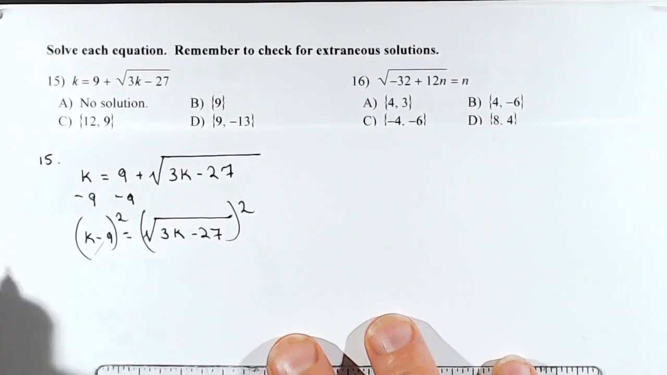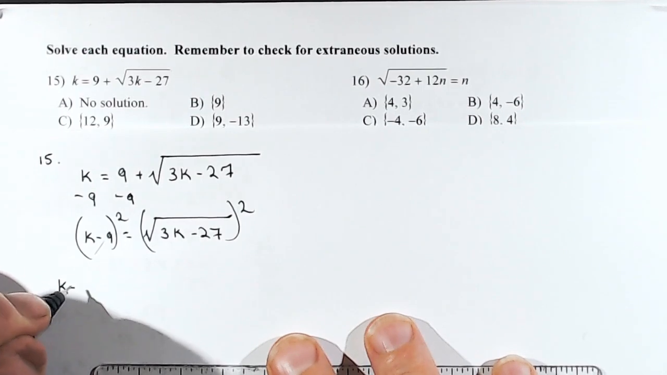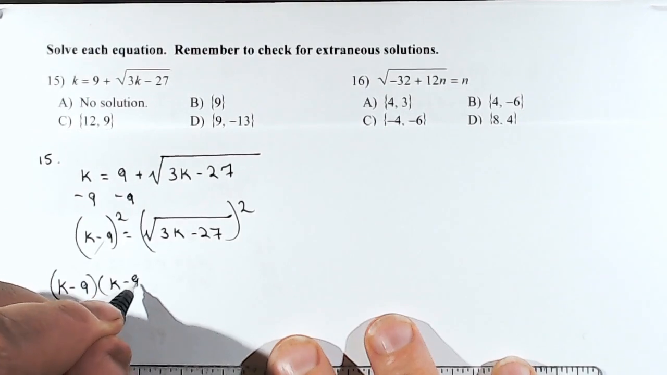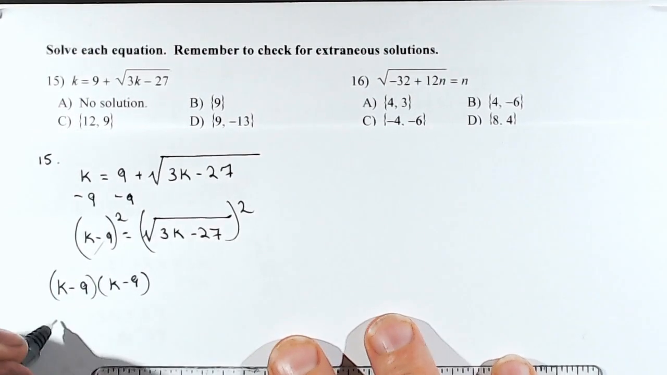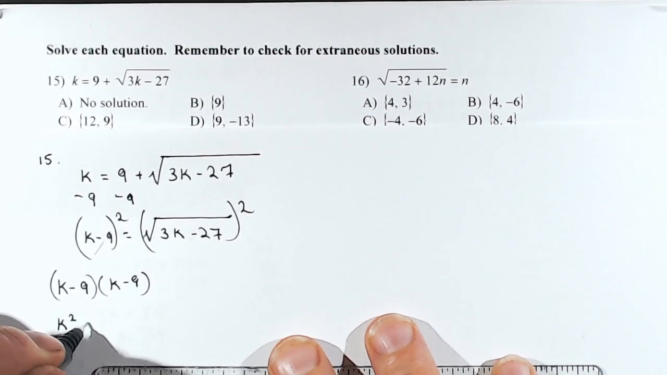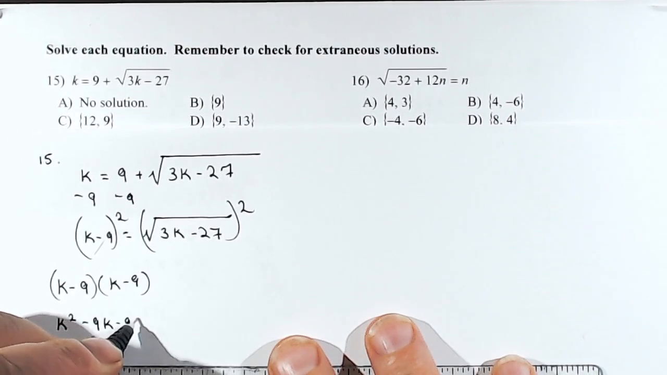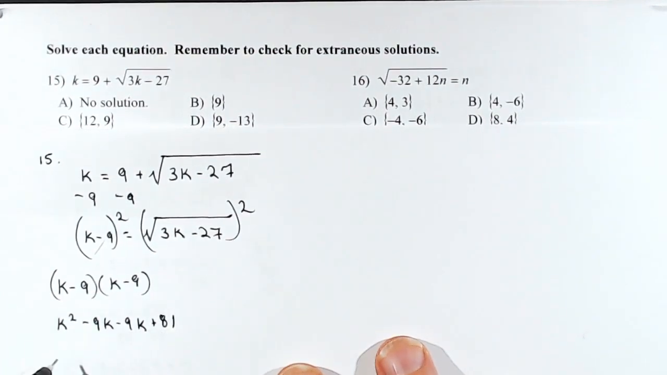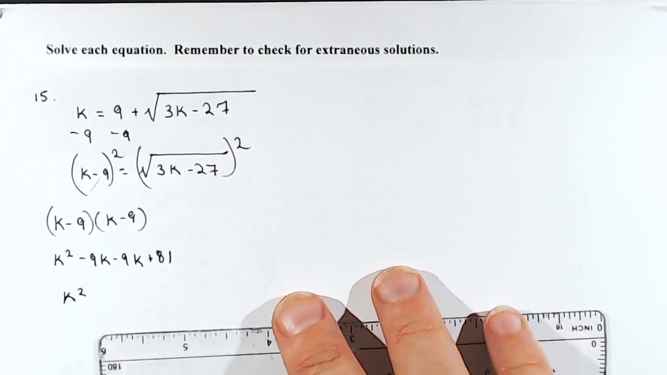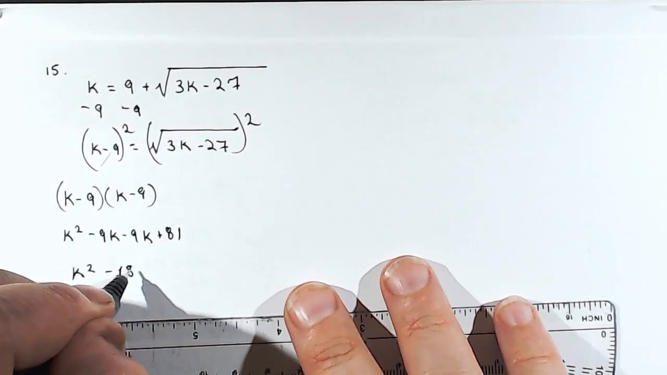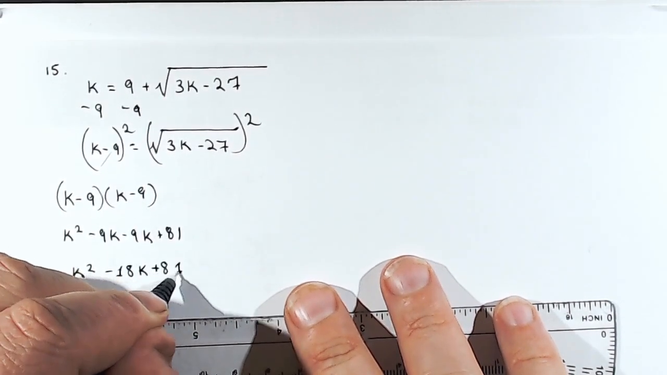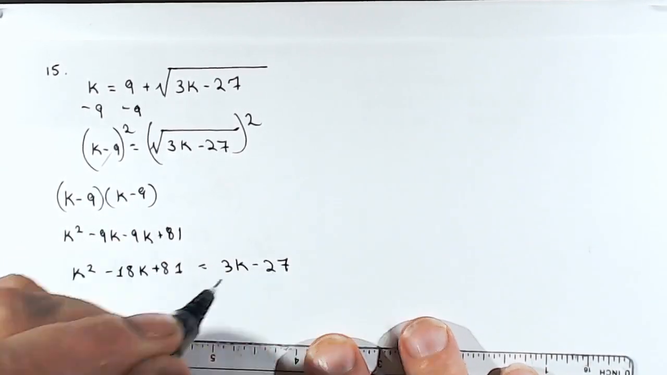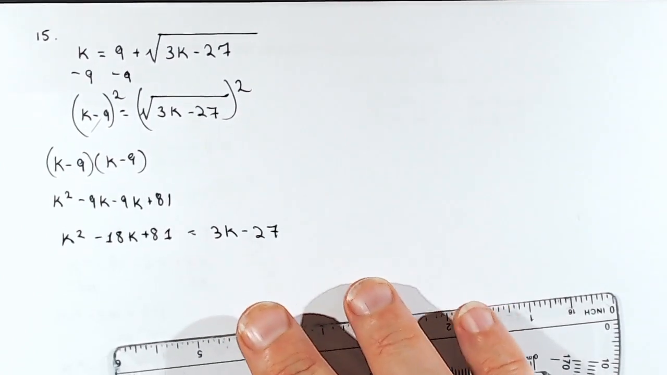And then this becomes its own little quadratic because it's k minus 9 times k minus 9. Right, so that's k squared minus 9k minus 9k plus 81. So that's k squared minus 18k plus 81 equals 3k minus 27. Wow. Talk about feeling like an idiot.